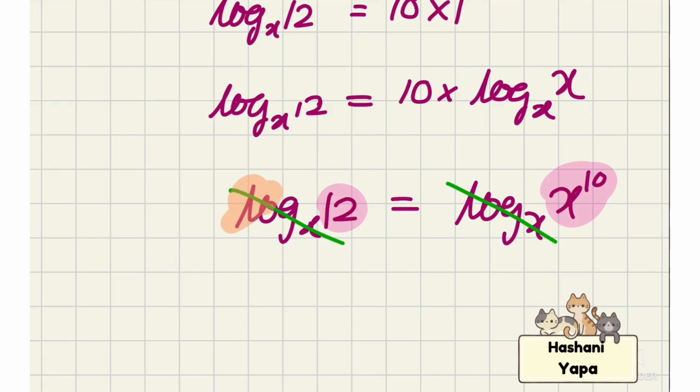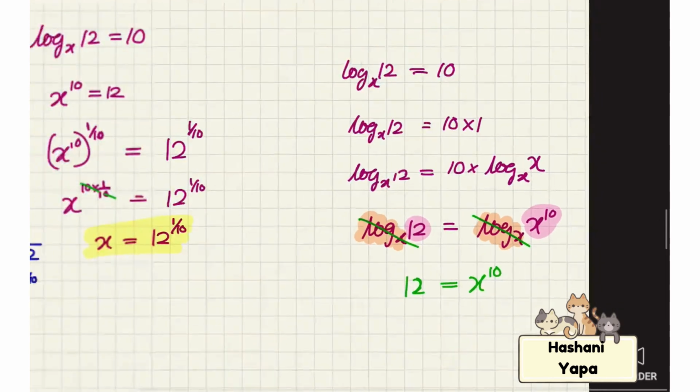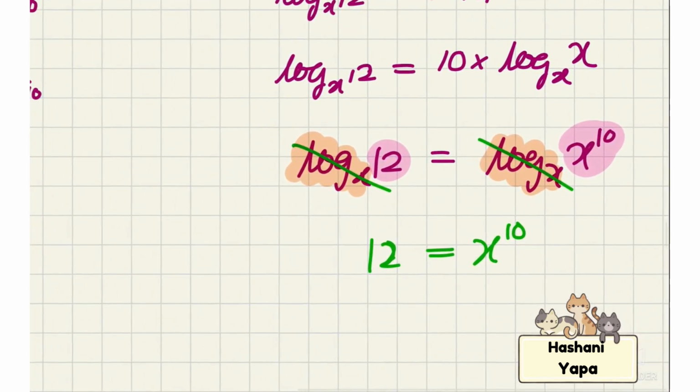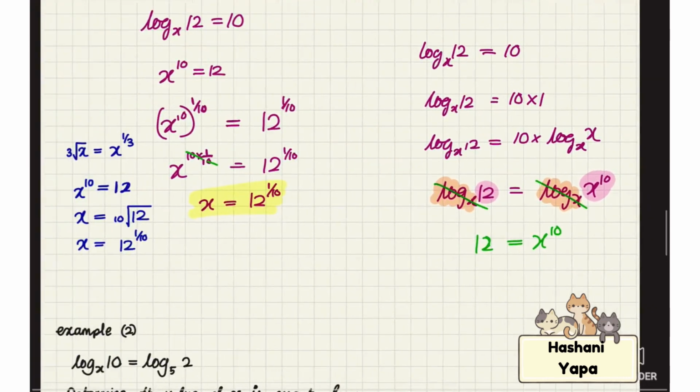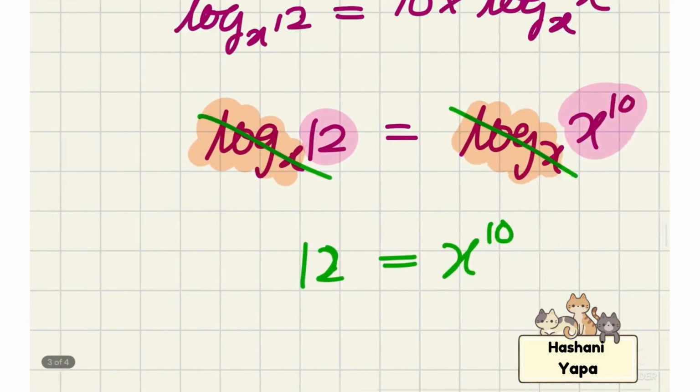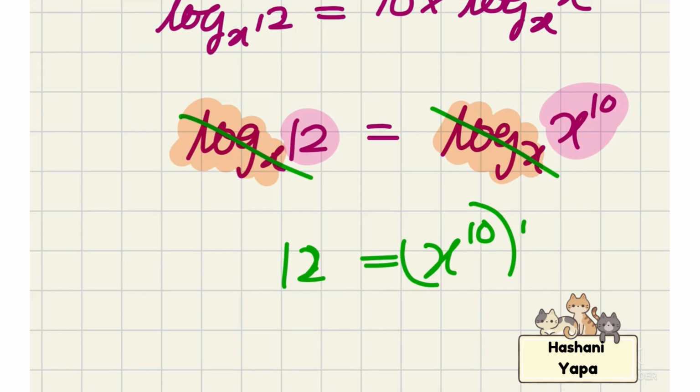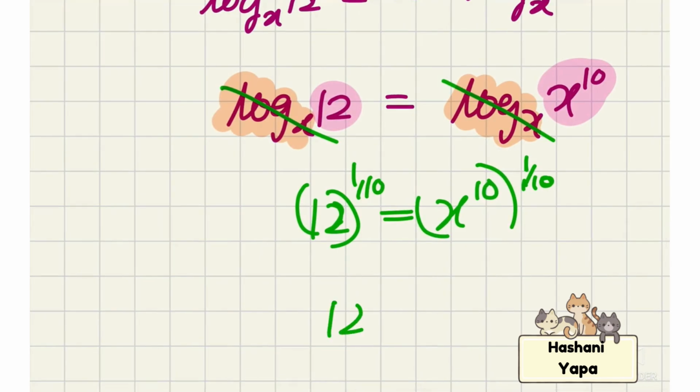Why? What is the reason? Because it's the same log x in both sides. So 12 equals x to the power 10. And so you can continue what we did here. Multiplying x to the power 10 by 1 over 10, and this also to the power 1 over 10. So you have 12 to the power 1 over 10 equals x.